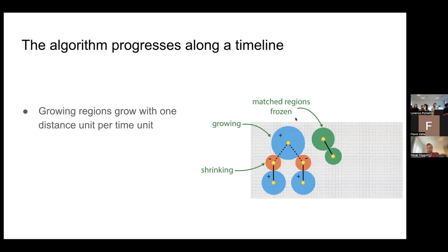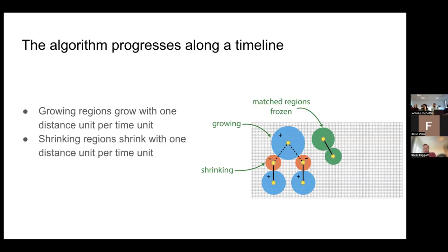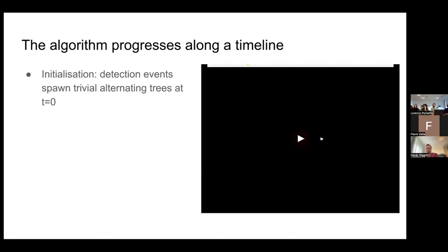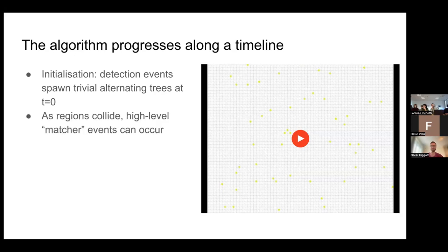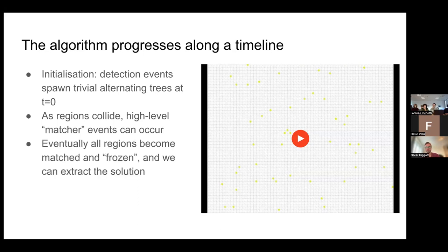And so the algorithm progresses along a timeline. So these growing regions are grown with one distance unit per time unit, and then shrinking regions are shrunk with one distance unit per time unit, and then these matched regions are frozen in time. So essentially this algorithm progresses along a timeline. So initially you just initialize all the detection events, and you spawn these initial trivial alternating trees. Then as the regions collide, these high level, what we call matcher events can occur. And then I'll explain what those are in a minute. And eventually all the regions become matched and frozen and we can extract a solution.